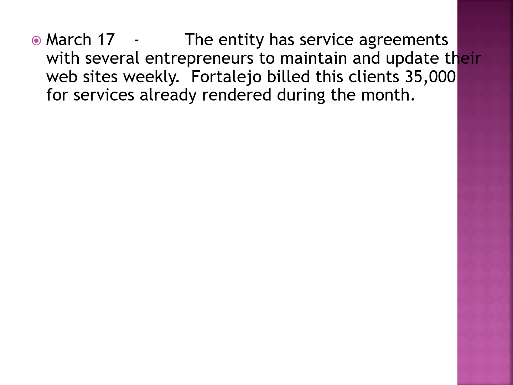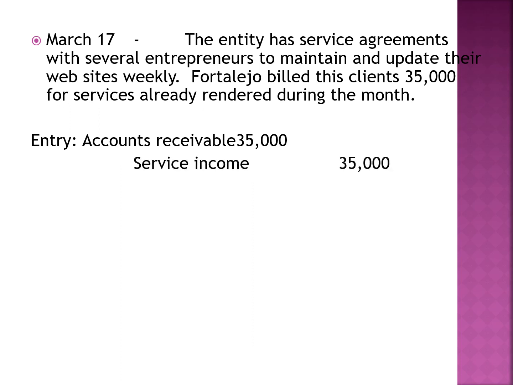March 17. The entity has service agreements with several entrepreneurs to maintain and update their websites weekly. Fortalejo billed these clients 35,000 for services already rendered during the month. So here, the services are already rendered. Therefore, this is income. But the cash is not yet received. So this is collectibles from customers. Therefore, we will debit accounts receivable because accounts receivable is the account title that represents collectible from customers. And then credit service income because this is the reason why we have collectible from customers.